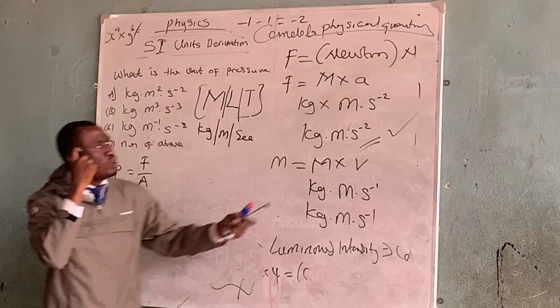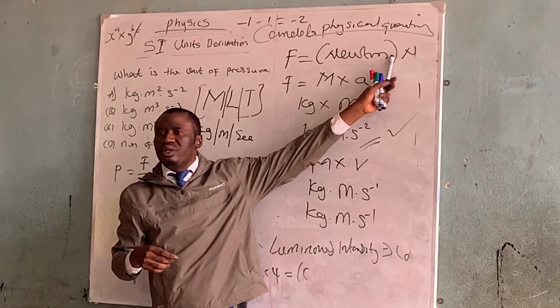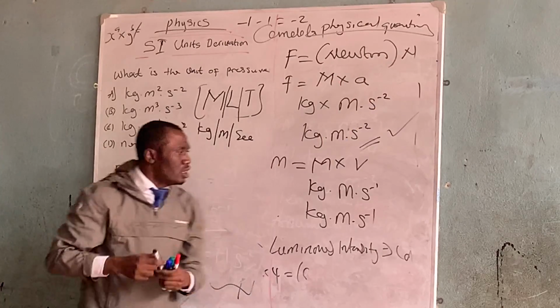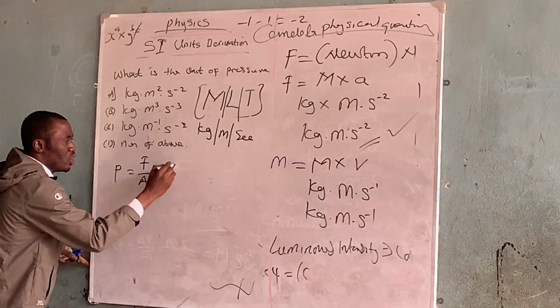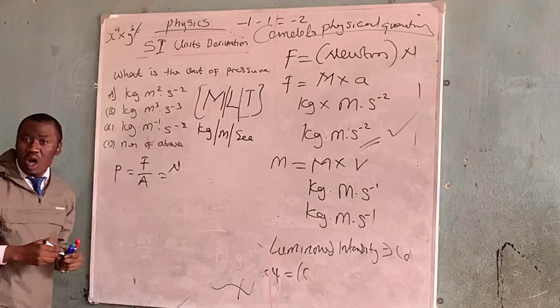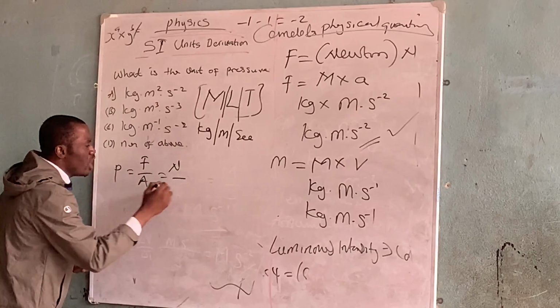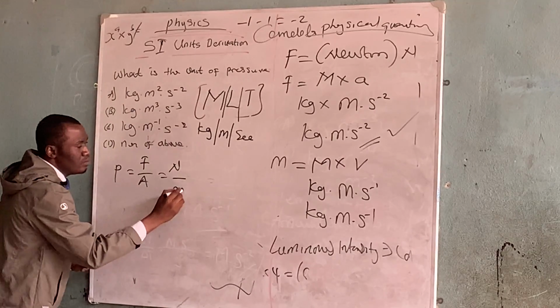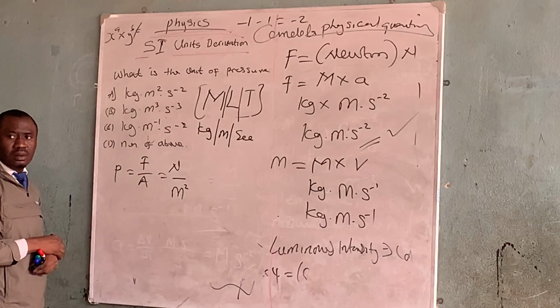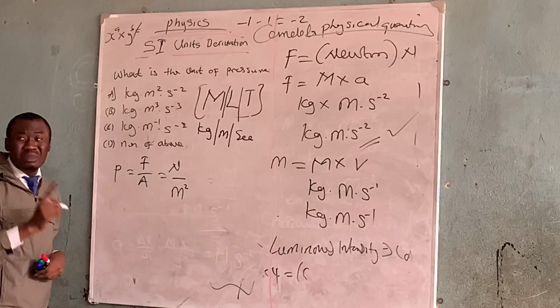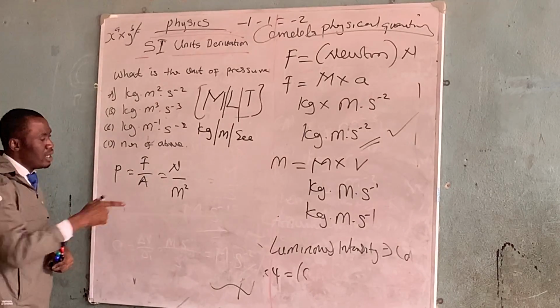Now let's use Newton to find this thing. So force is Newton. Force is what? Newton. So Newton, what's the unit for area? Meter square. Are you following? Meter square, not meter cube. Meter what? Square. That's area.